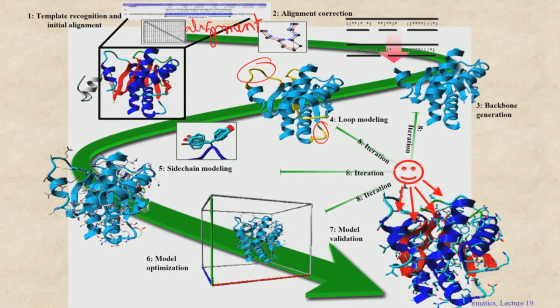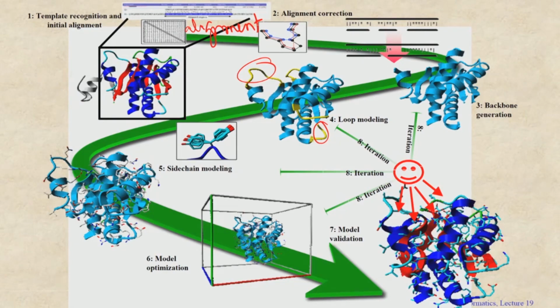When the loops are done, then go with the side chains. There are several libraries, you can check the side chains, and when we model the side chain, then finally optimize the model, right. You can also try to use molecular dynamics simulations to see whether there are any fluctuations in these amino acid residues, and finally validate your model.